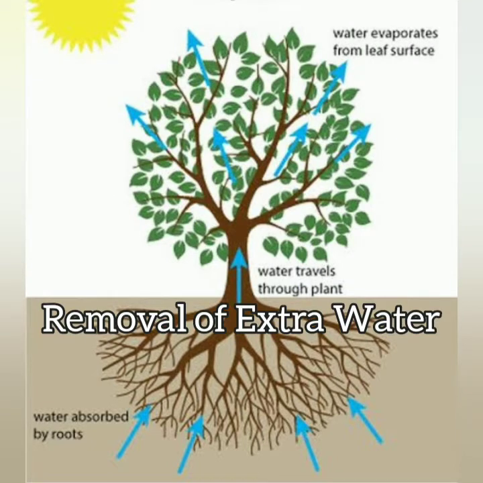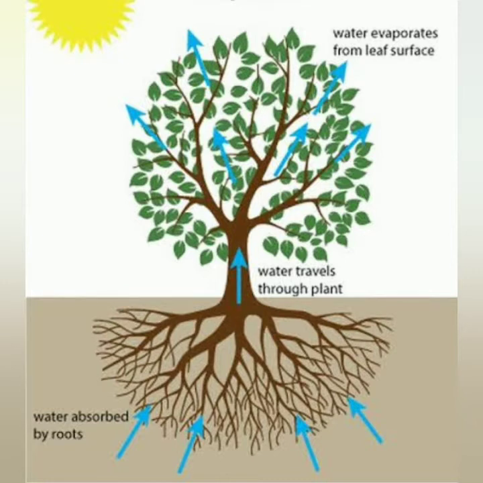Plants obtain water from soil, and it is also produced in the body during cellular respiration. Plants store large amount of water in their cells for turgidity. Extra water is removed from plant body by transpiration. At night, transpiration usually does not occur because most plants have their stomata closed.